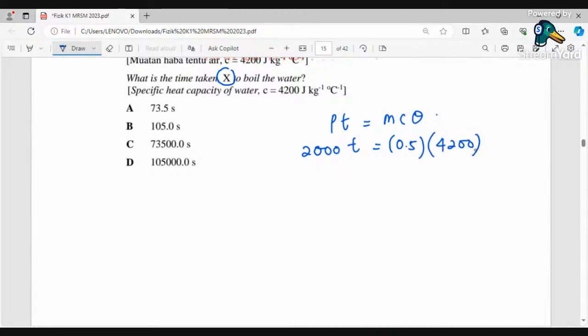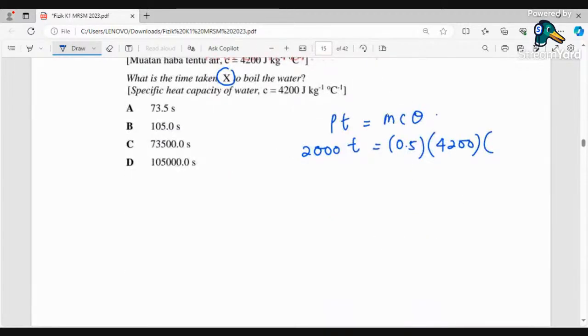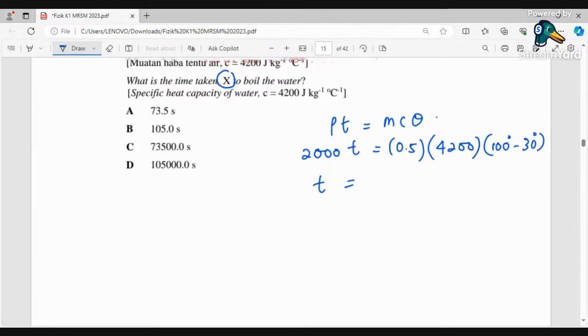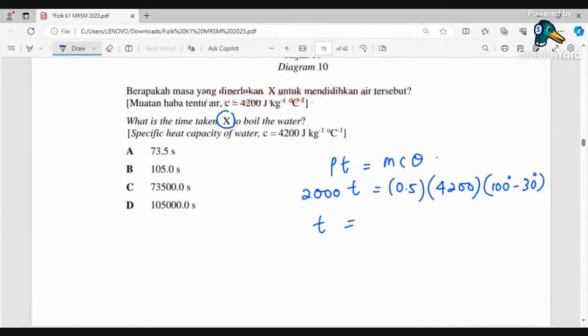Specific heat capacity of water. Change in temperature ialah 30 to 100. So 100 minus 30. Because this is the change in temperature. Okay, so you can find the T. Okay, find T. You will get the answer will be equals to, tekan calculator.